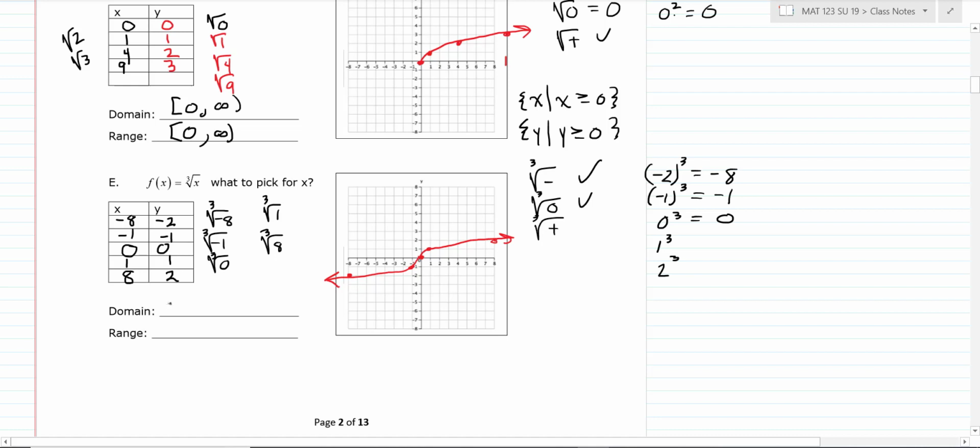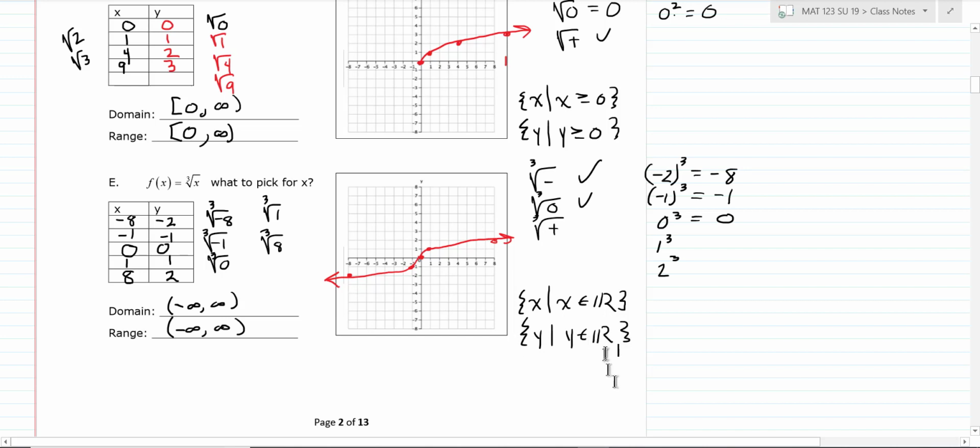All right, so let's see. Domain would be all real numbers. Range would also be all real numbers. All right, so we have that. If you were to write this in set builder, you would say set of x is real. And you would say set of y is real.